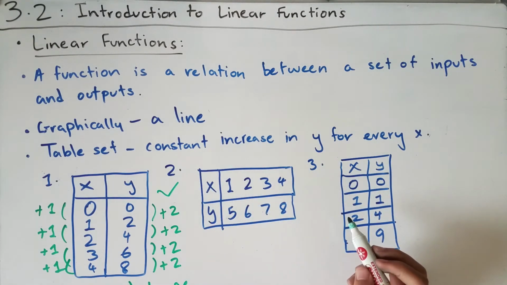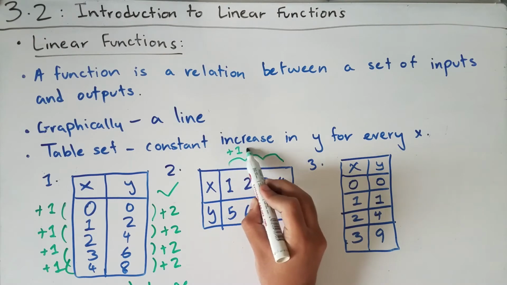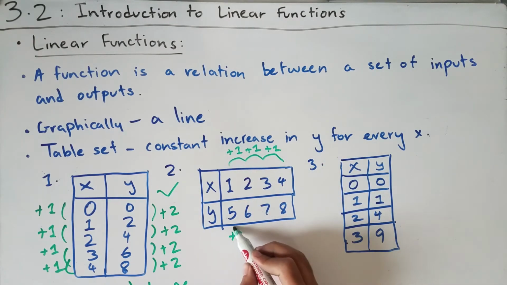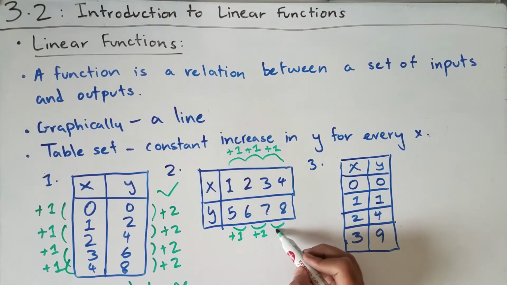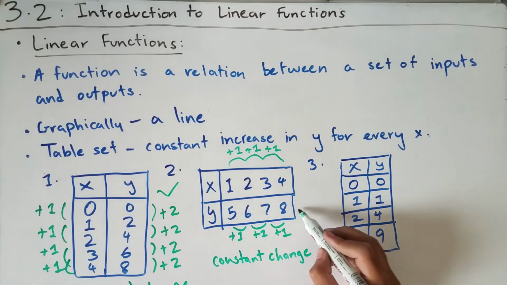Let's look at number 2. So here I can see that there's a constant change in the x values. There's plus 1 for every input. And here in the y values, there's still a plus 1 because 5 plus 1 is 6, and 6 plus 1 is 7, and 7 plus 1 is 8. So it's still constant, and therefore this is also a linear function.